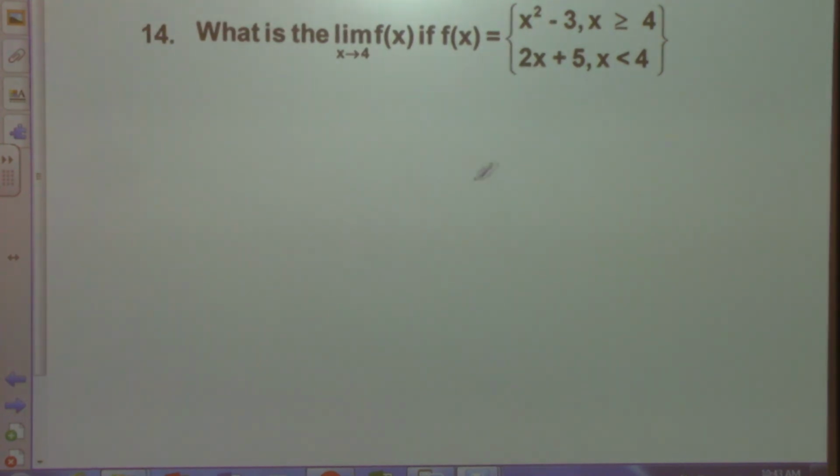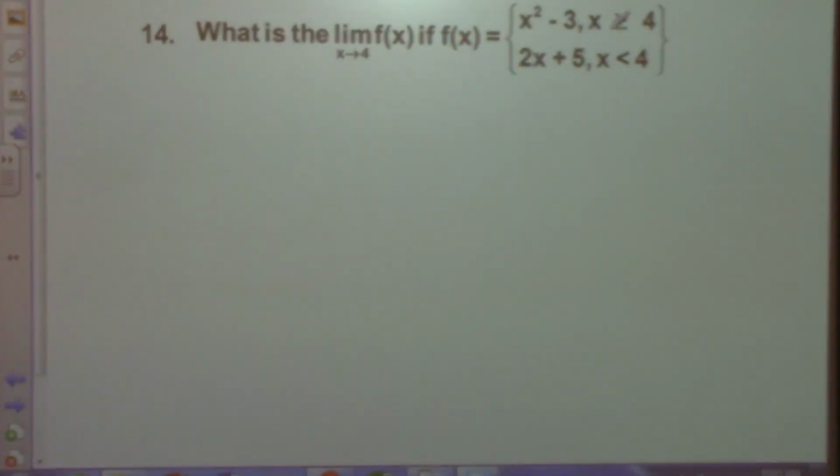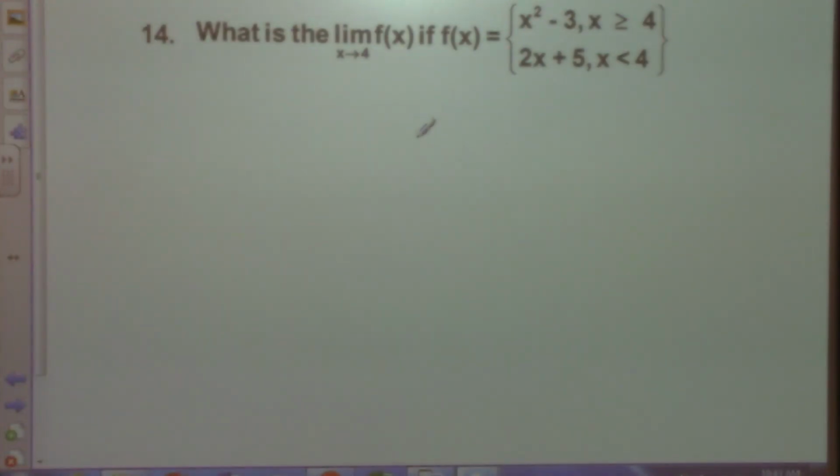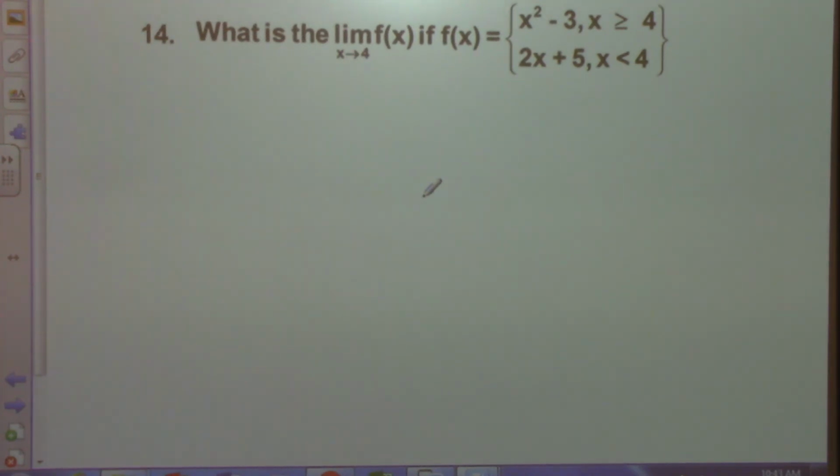And then for this one here, what is the limit as x approaches 4 of f of x? One thing you look at is approaching from the left, which would be this one here. So we have a limit if and only if what? The limit from the left side equals the limit from the right side.